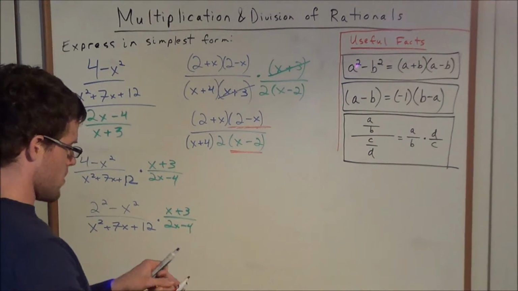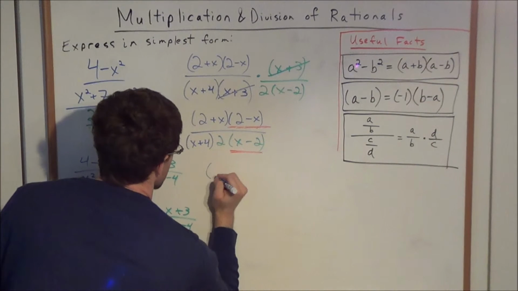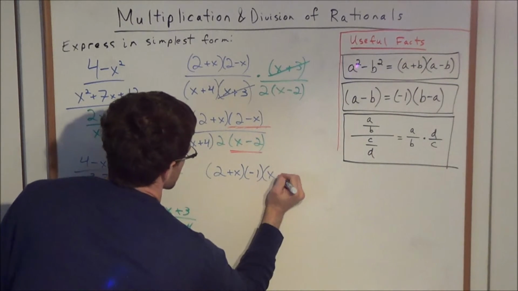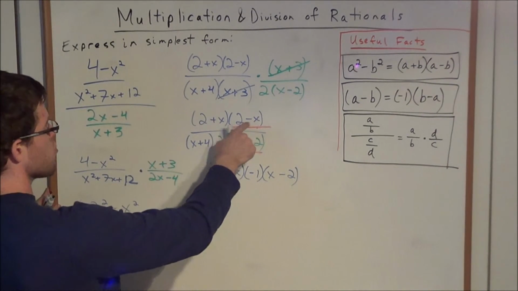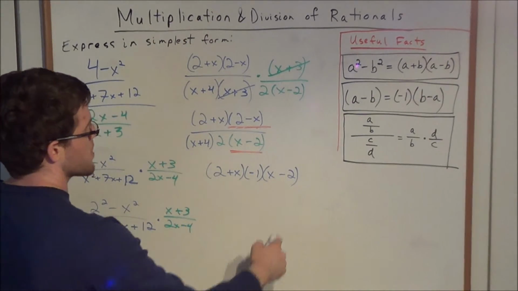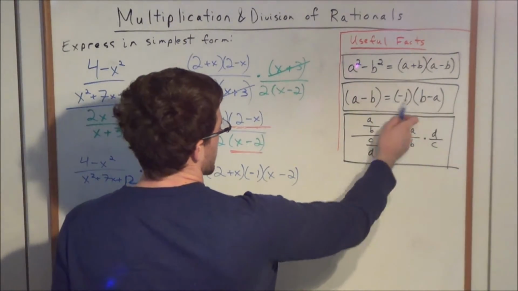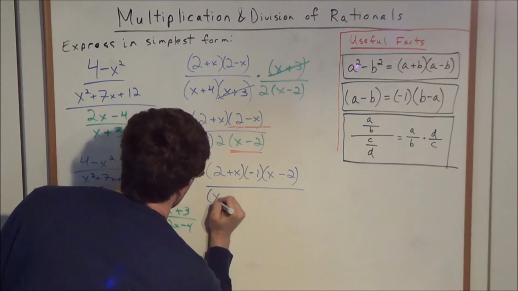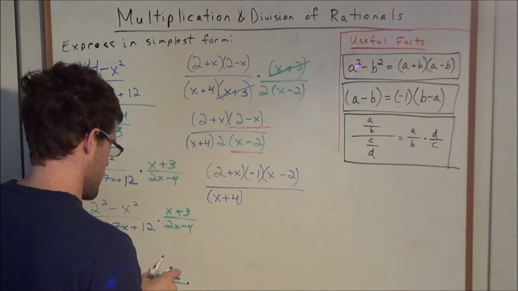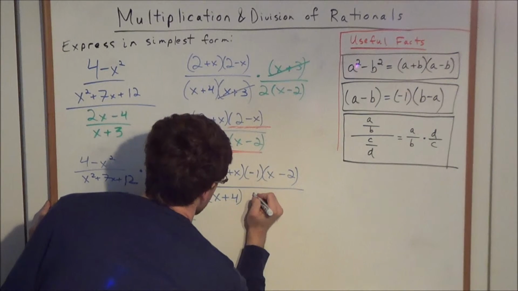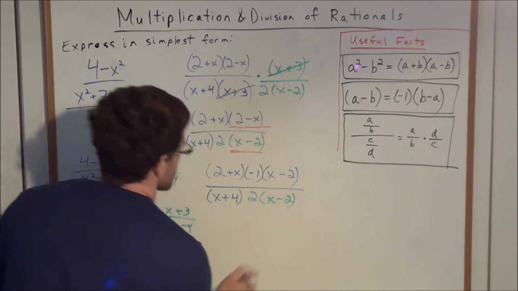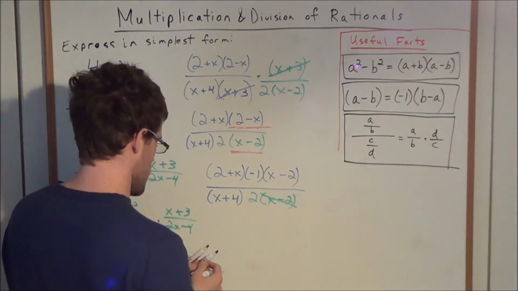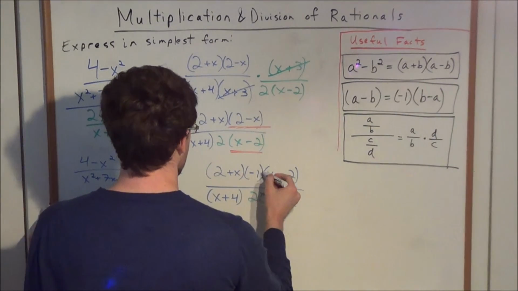So what we want to do now is rewrite this expression as (2 plus x) times minus 1 times (x minus 2). Notice how we substituted 2 minus x with minus 1 times (x minus 2), mirroring this useful fact that we have right here. So now in the denominator, what are we left with? We have x plus 4, and we have 2 times (x minus 2). But notice now that we have two more factors that are going to cancel out. This x minus 2 is going to cancel out with the x minus 2 in the numerator.